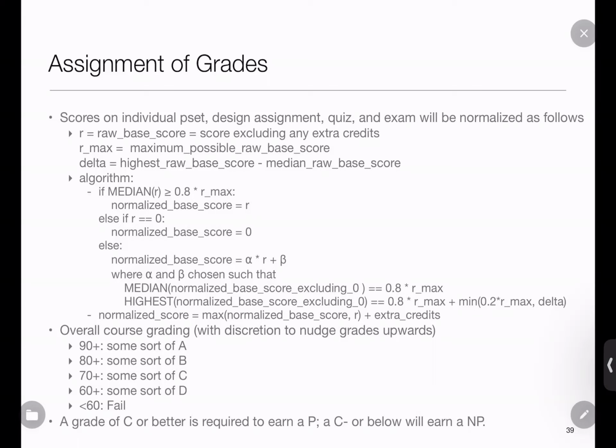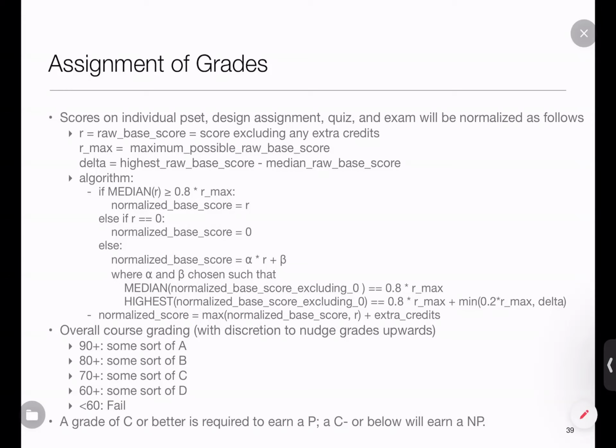And then we assemble these things across the course. So remember, this is being done at an individual assignment level. And then this is the final schema. If the score is in the 90s for the course, you will get some sort of an A minus, A, or A plus. Likewise, if the score is in the 80s, you get some sort of a B, in the 70s some sort of a C, in the 60s some sort of a D, and below that is an F.